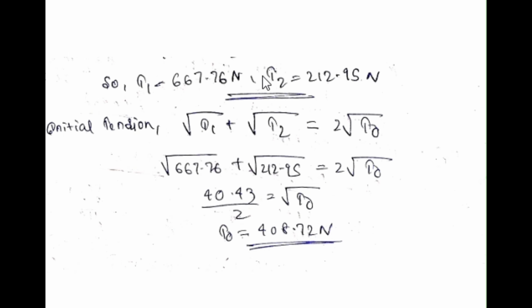The last thing we have to determine is the initial tension, called T0. This equation is also in the data book. We know T1 and T2, and from that T0, the initial tension, can be found by this equation.